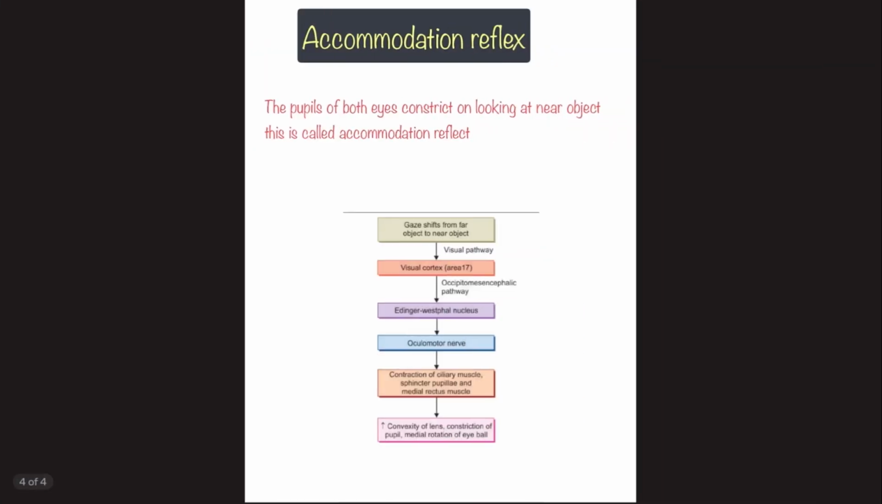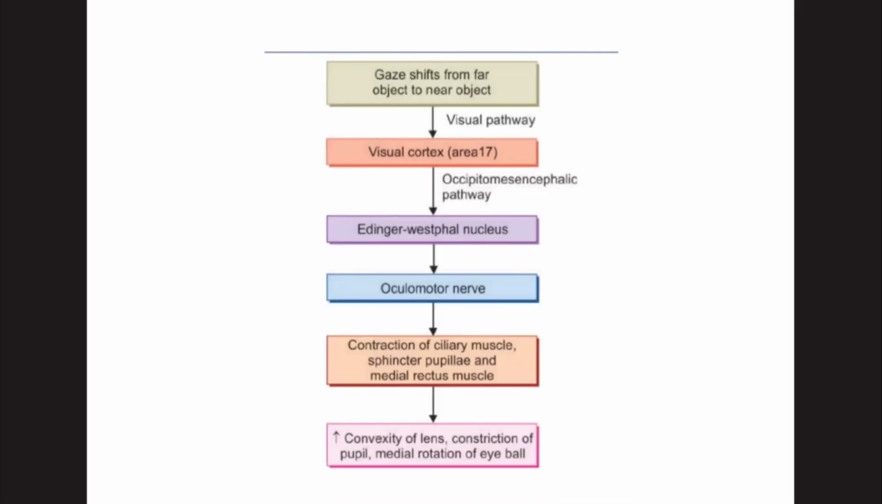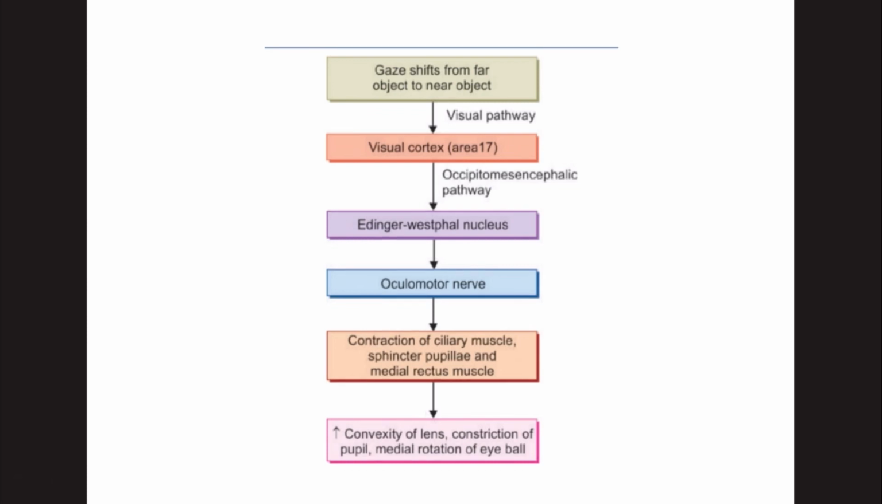So coming to the accommodation reflex. What is the accommodation reflex? Pupils of both eyes constrict on looking at a near object. That is called the accommodation reflex. In this, we instruct our subject to look at a far vision, and as soon as we bring our index finger, we ask them to focus on the tip of the finger, right?